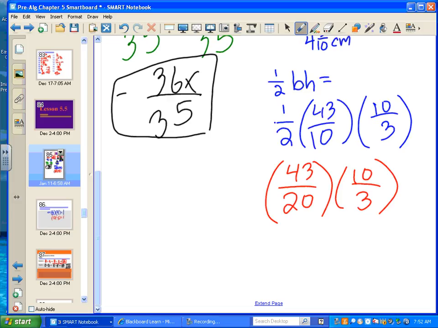Steve, can we cross simplify anything? Okay, what can we cross simplify? Good job. 10 goes into 10 one time. 20 divided by 10 is 2. At this point, is there anything else that we can cross simplify? No. Multiply across the top, across the bottom. 43 times 1 is 43. 2 times 3 is 6. So there's your answer. We can change that to a mixed number.